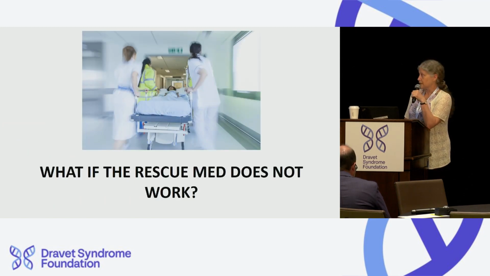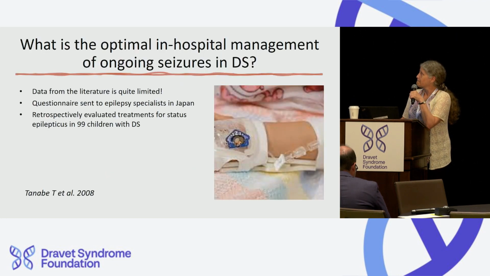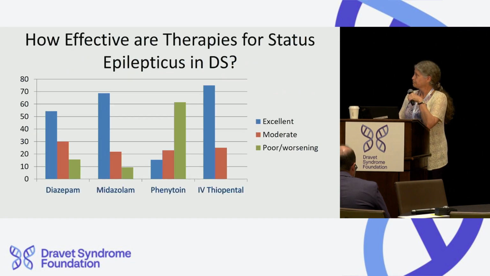So what happens if the rescue medication doesn't work? And it doesn't work all the time. So what's the optimal in-hospital management of ongoing seizures in Dravet syndrome? As you've already heard, the literature is really pretty limited. There was one study out of Japan where they sent a questionnaire out to epilepsy specialists, and they returned information on 99 children with Dravet syndrome.